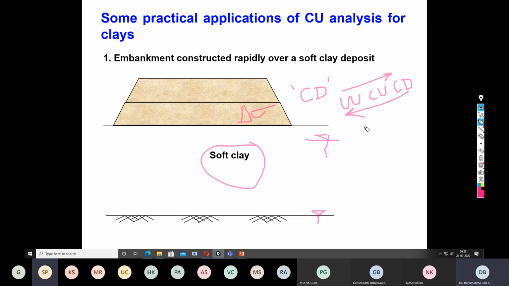Sir, I think up to CU is possible. CU is possible. So UU is not possible at all. Then you have to reduce that surcharge load. It's a good point to raise. He is saying that if you remove the surcharge load, then we are going to get the UU.